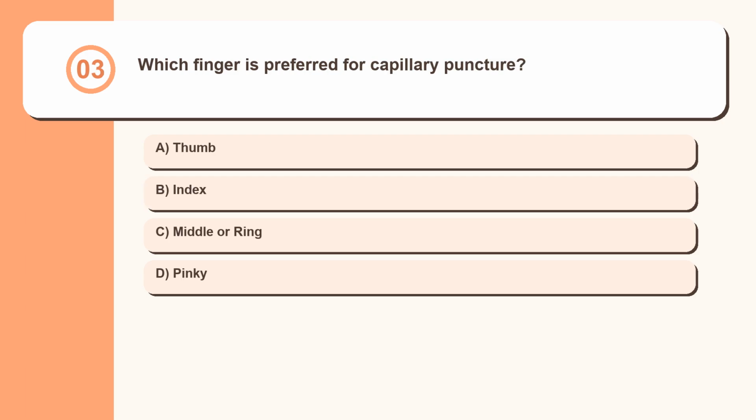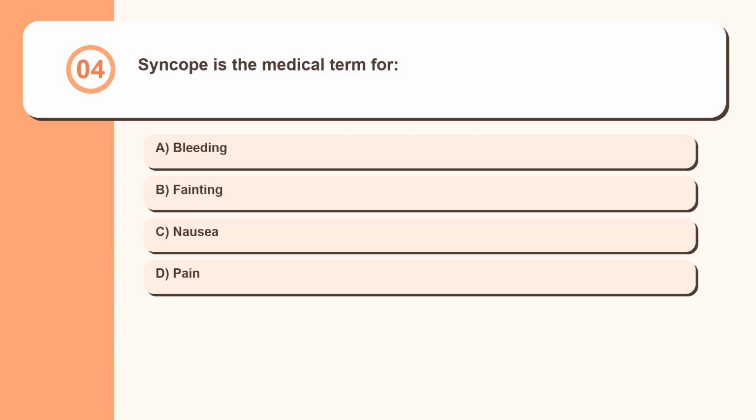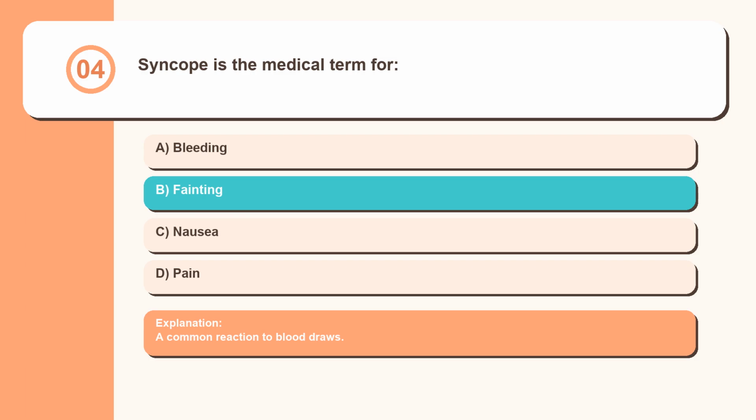Question 3. Which finger is preferred for capillary puncture? Thumb, index, middle or ring, pinky. Middle or ring fingers are standard. Question 4. Syncope is the medical term for: bleeding, fainting, nausea, pain. A common reaction to blood draws.